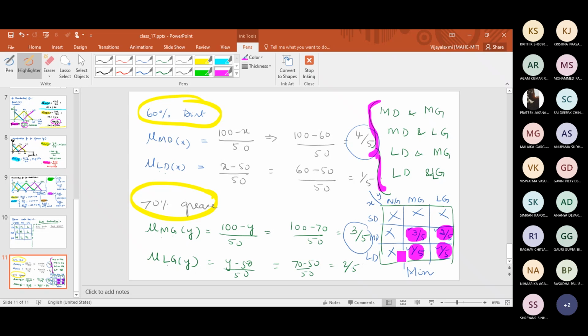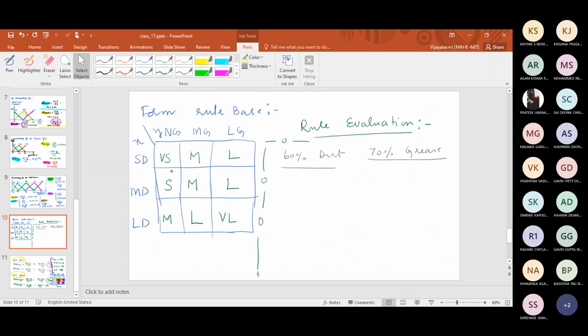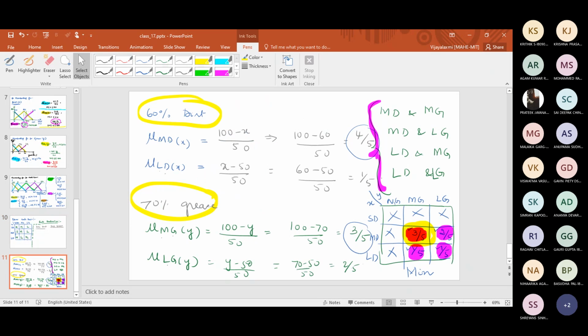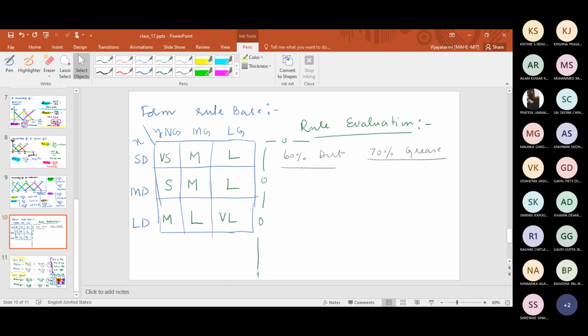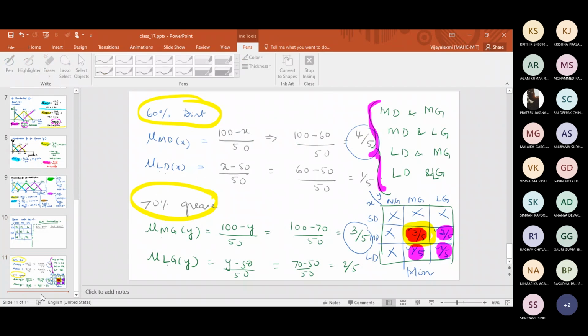Okay, now what next? After this, what we have to do is the min-max composition. Now we are considering the max value of these. Out of these 4 values, which is highest? 3 by 5. So the max is 3 by 5, and it corresponds to medium dirt and medium grease. So for 60% dirt and 70% grease, I have done this rule base and filled it.